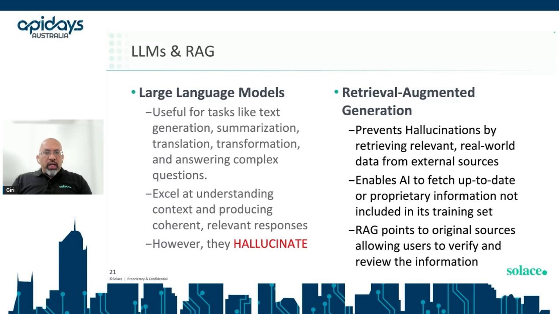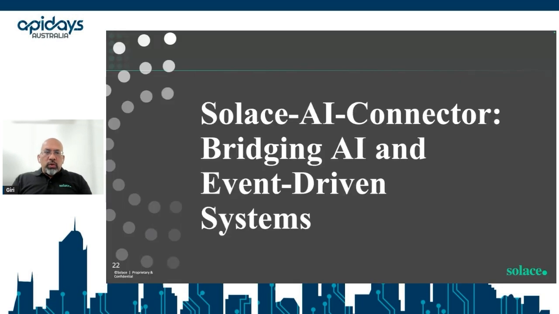So RAG also has the ability to point to the original sources where the information is retrieved, allowing the users to verify and review that, right? This is a great improvement over the plain operation of plain trained models, okay? Now, this can be accomplished in an ad hoc manner by writing code or a business service and so on.